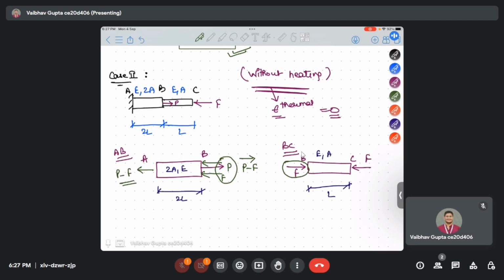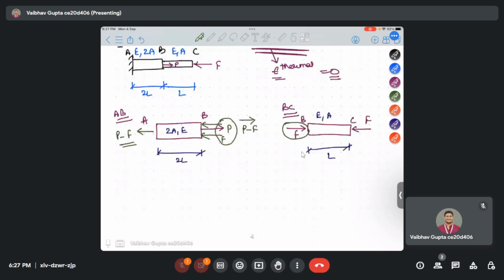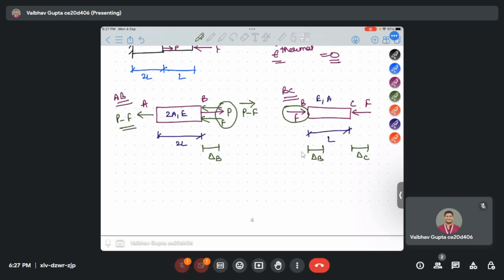Got the point? Similarly, with the application of this, the members have a change in length of delta B. So for BC, delta B it will shift, similarly it will shift to delta C. So now this is the free body diagram, FBD.